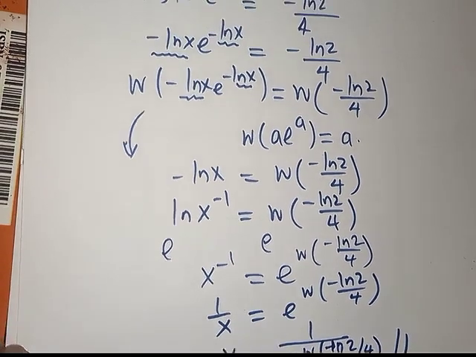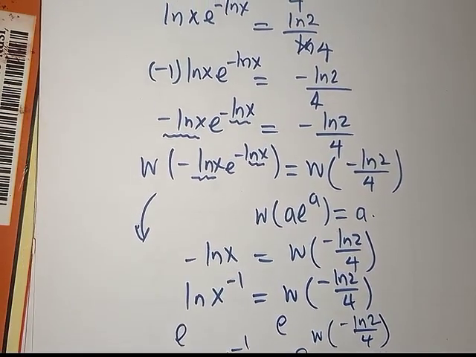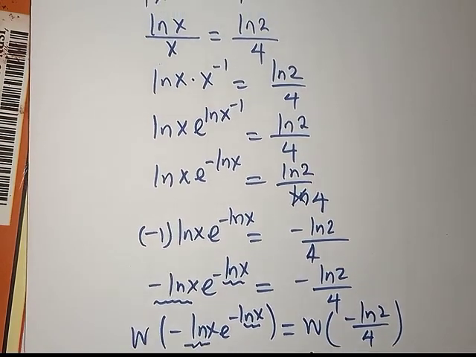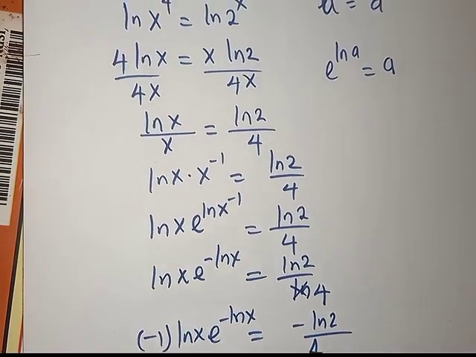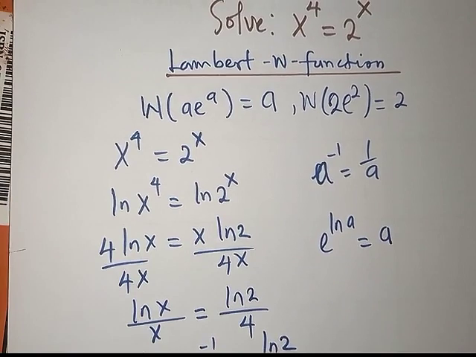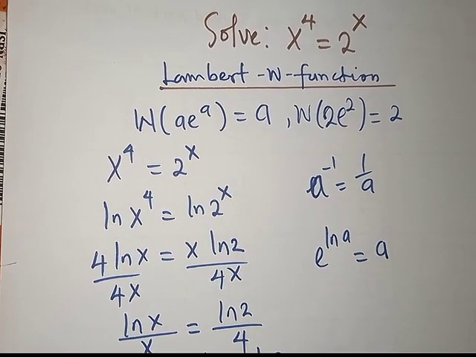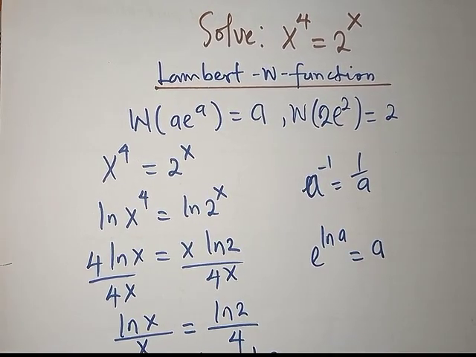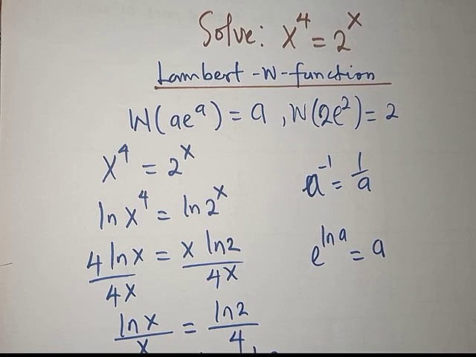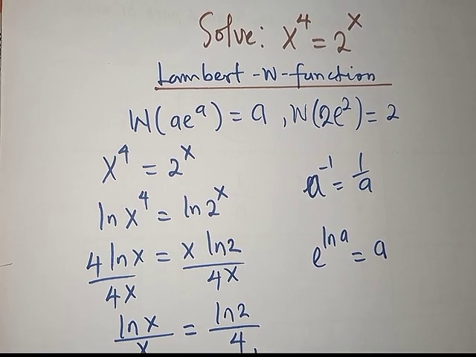I want you to look at this from the beginning, to see how we solve the problem. So once again, whenever you are given an equation where you have your powers as exponent and you have it as base, you use the Lambert W function to get the value of x.